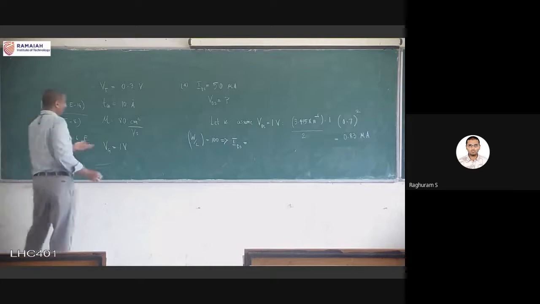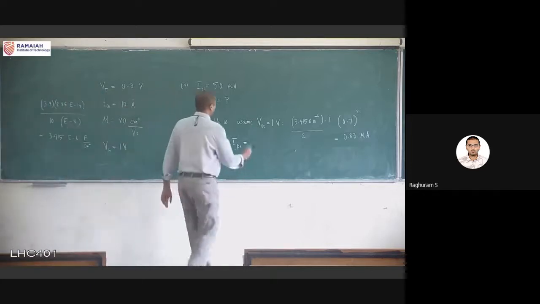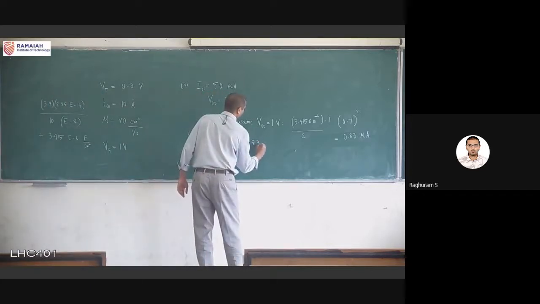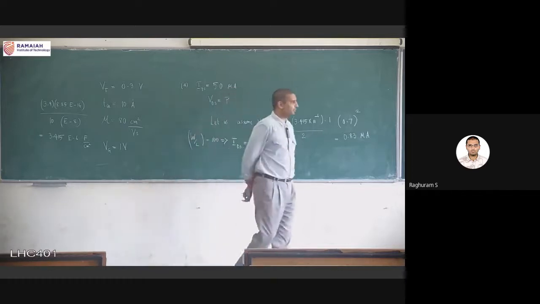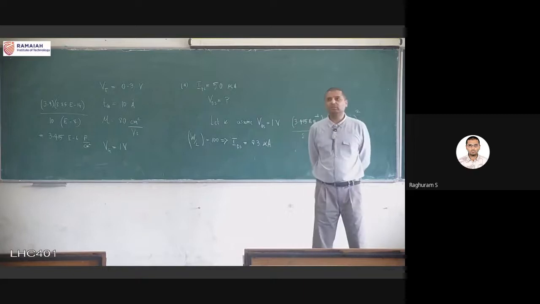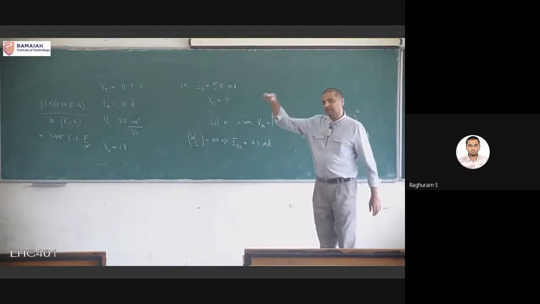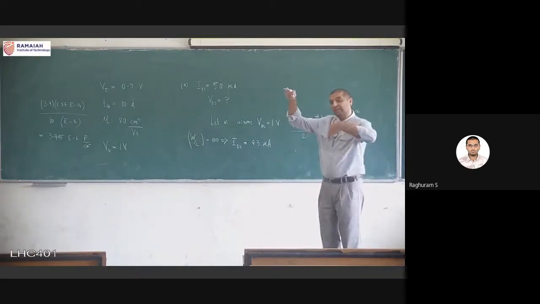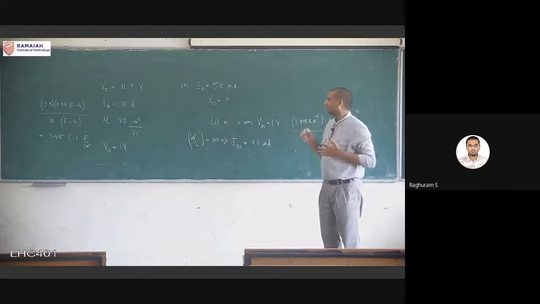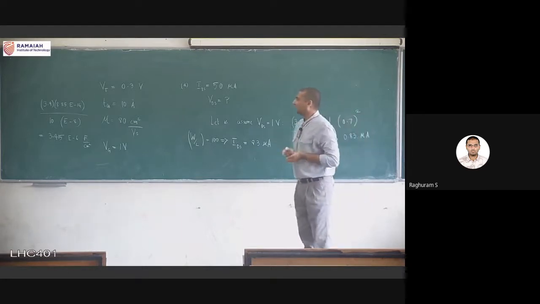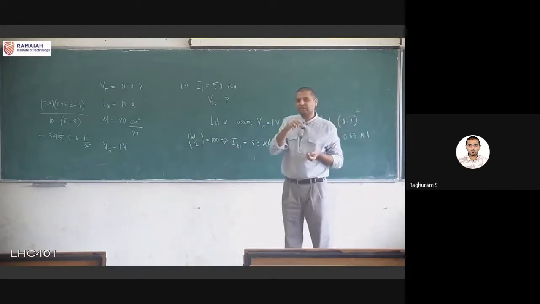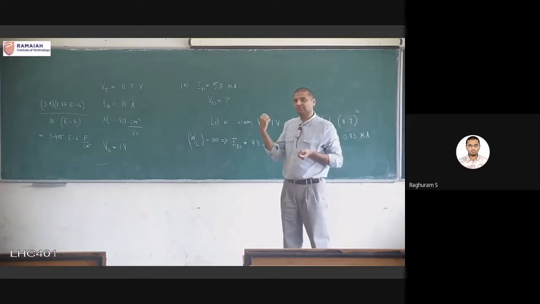W by L equal to 100, we get 83 microampere. So now we have found out that the current value is 83, which is higher than 50. So once I have set this, then I can try to use linear, because this is in saturation.